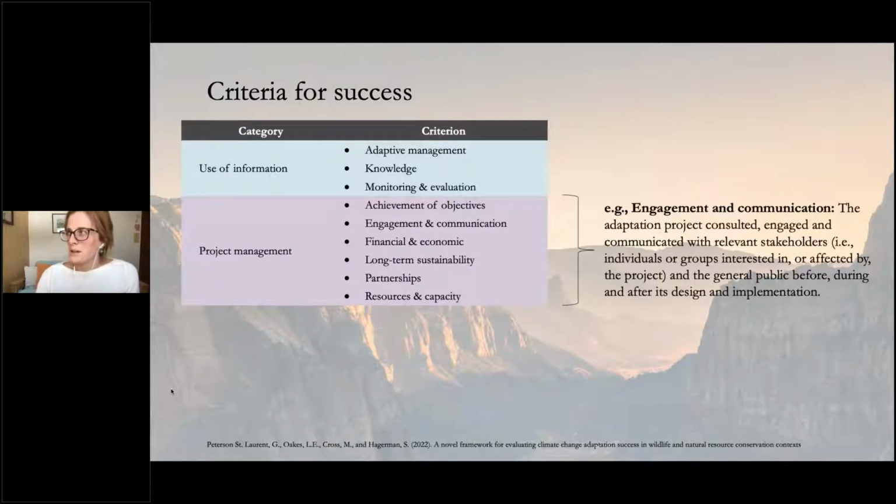Second, project management. You can see a range of criteria here, including achievement of objectives, engagement and communication, financial and economic. Here, just providing you an example from engagement and communication: the adaptation project consulted, engaged, and communicated with relevant stakeholders and the general public before, during, and after its design and implementation.